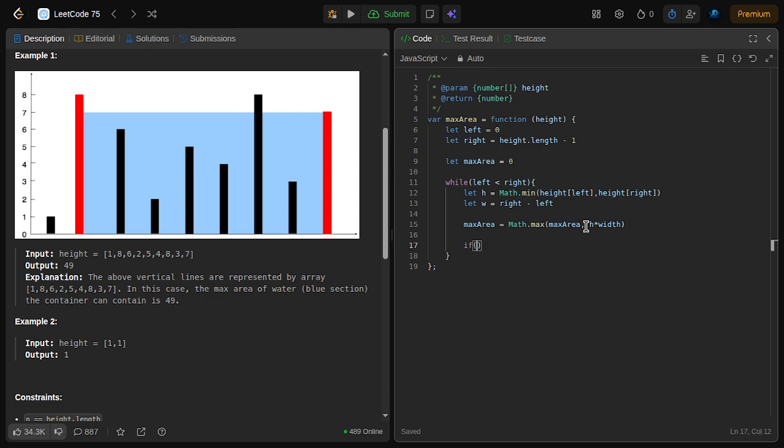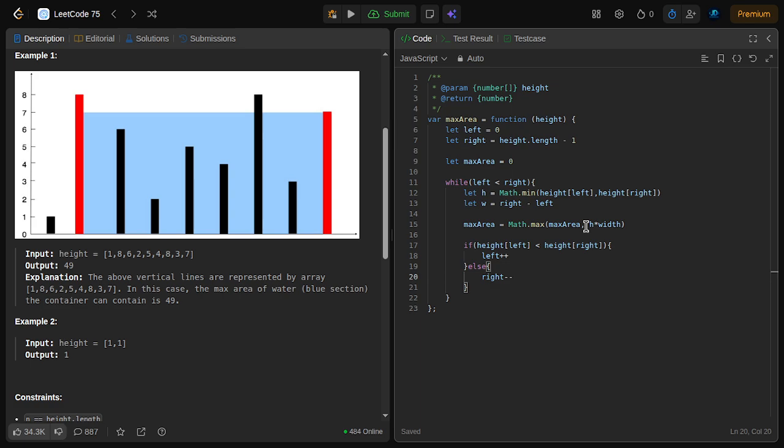So now we have to increase or decrease the pointers, means left plus plus or right minus minus, based on the height of left. If it is smaller than right, then make it left plus plus, else right minus minus. Why do I write here left plus plus and right minus minus? Because never move the taller line, always move the smaller one.